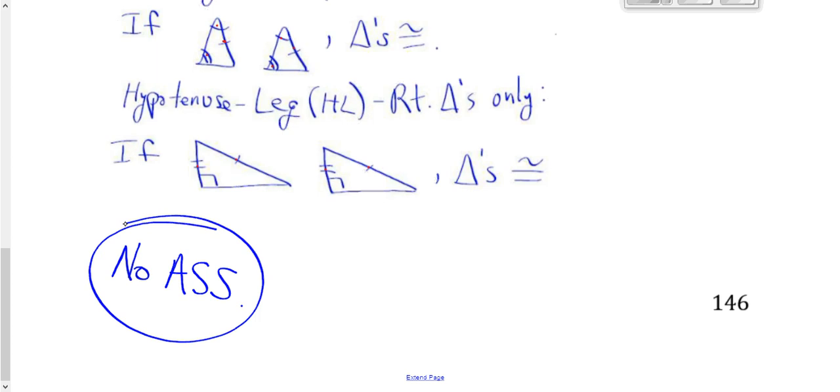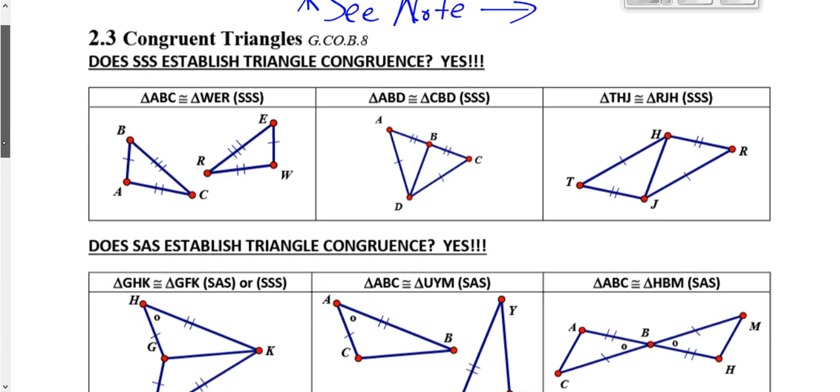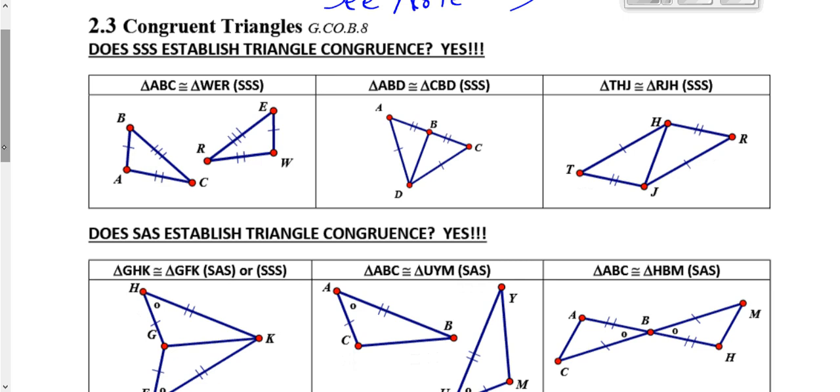Okay? Everybody got that? So, yeah, you got to know those. And it seems like a lot, but what usually happens is we do so many things with them, it'll just get into your memory, hopefully. Okay? So let's go back and take a look at some of the stuff they have here. So here in this first row, they're talking about side, side, side congruent for triangle, okay?